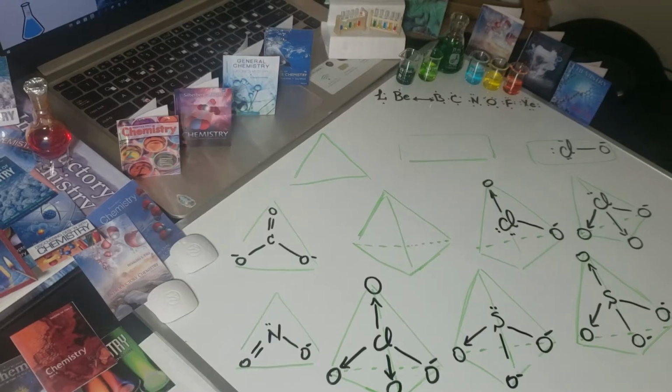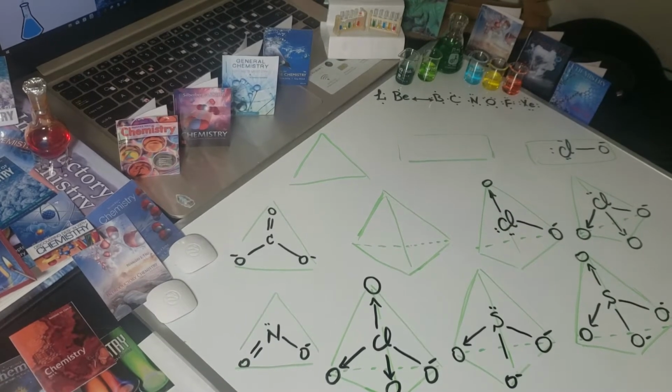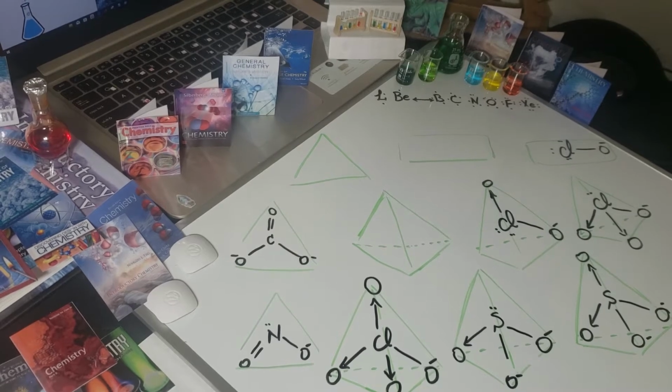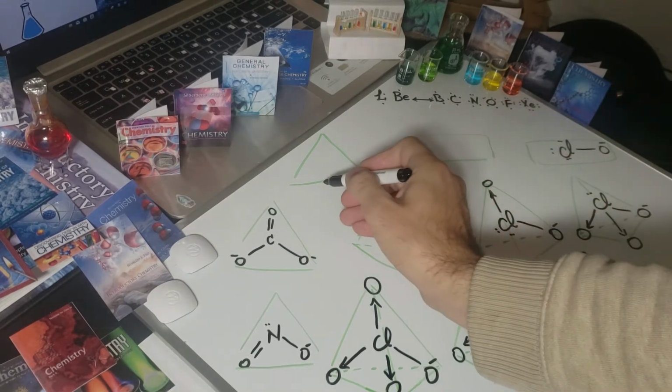Okay guys, welcome to the fourth lecture of the Lewis structure video series, and today we're going to discuss the acid functionality. But before that, I'm going to cover three structures that are necessary before we run into it. The first is NO3 minus.